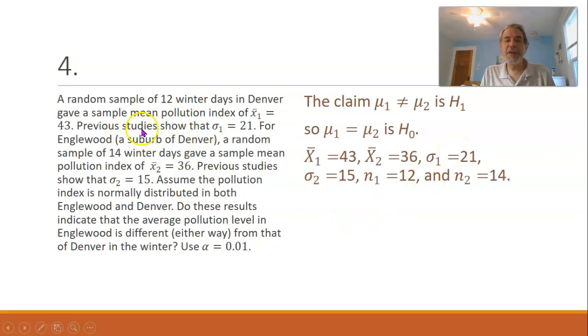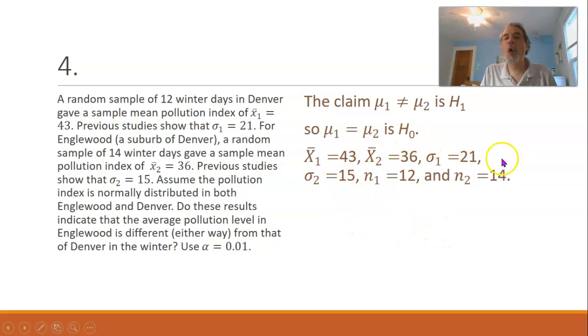And we're given values in the problem for x bar 1 and 2, the sample means for Denver and Englewood. We're given values for sigma 1 and 2, the population standard deviations for Denver and Englewood. And we're given values for n 1 and 2, the sample size for the sample from Denver and the sample size for the sample from Englewood.